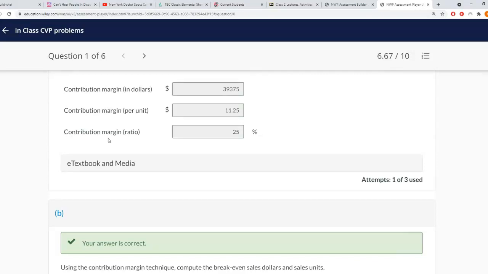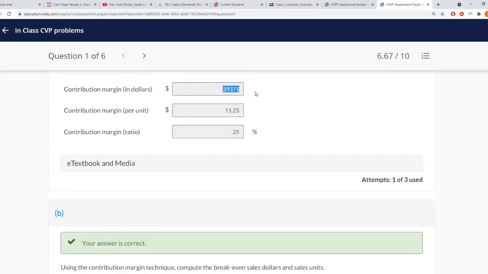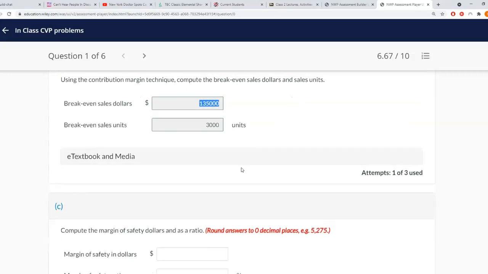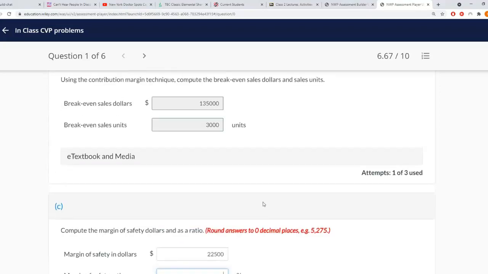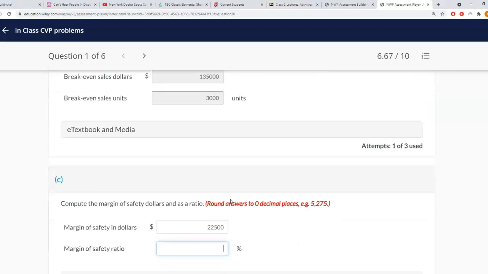You calculated that too. Right. Yeah, go down. Break-even in sales, this one, Doctor, in dollars. So what's the difference? It will be 22,500. Okay. Right. And if they want that as a ratio, then you take that 22.5 as a percentage of sales.